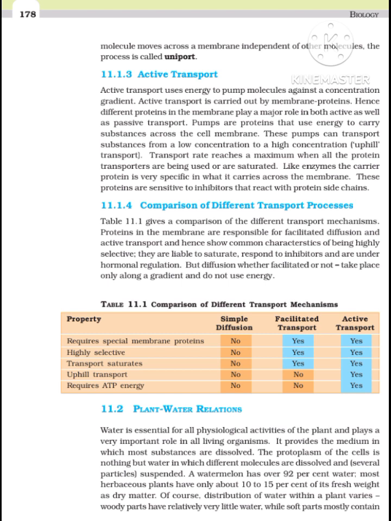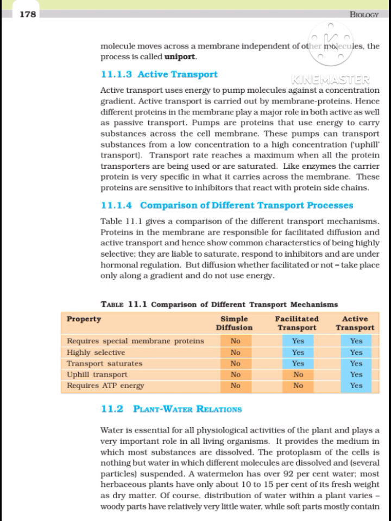Proteins in the membrane are responsible for facilitated diffusion and active transport, and hence show common characteristics of being highly selective. They are liable to saturate, respond to inhibitors, and are under hormonal regulation. But diffusion, whether facilitated or not, takes place only along a gradient and does not use energy.